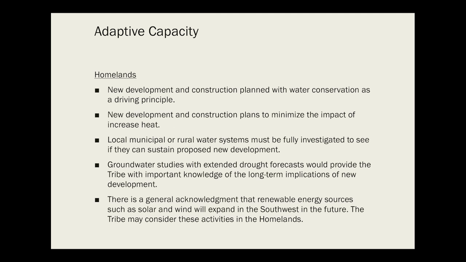In terms of adaptive capacity in the homelands, new initiatives should consider in the construction plans and land use planning ways to minimize the impacts of increasing heat and to be as efficient in its water use as possible.